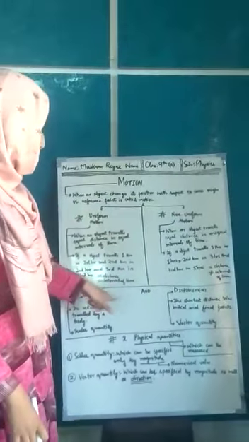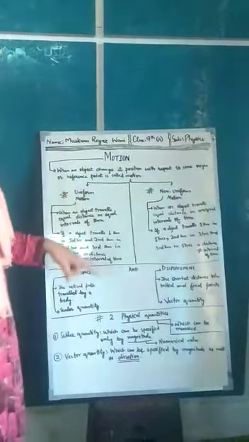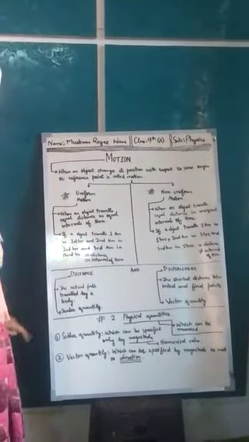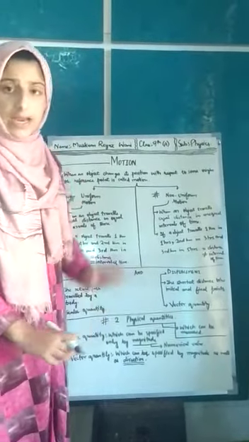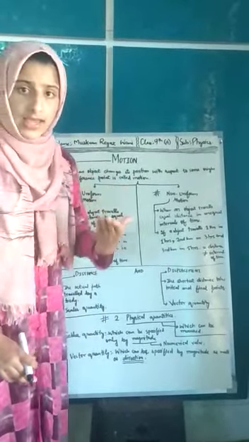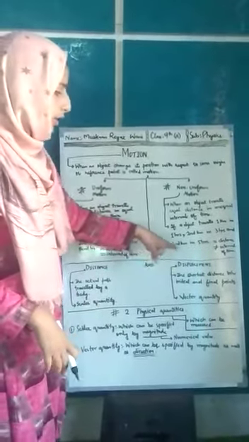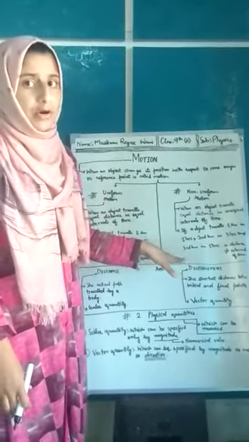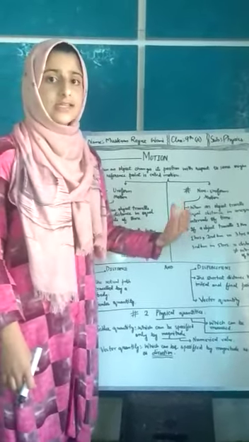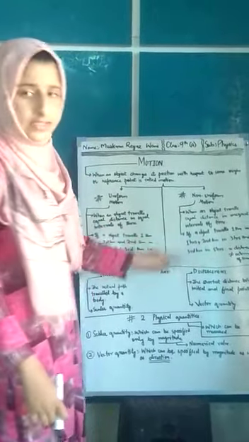Now I will tell you about distance and displacement, the important topics of motion. What is distance? The actual path travelled by a body is called as distance. The actual path, the total length of the distance, that's distance. Now, displacement. Displacement, the shortest distance travelled by a body or the shortest distance between initial point and final point, it is to be called as displacement.